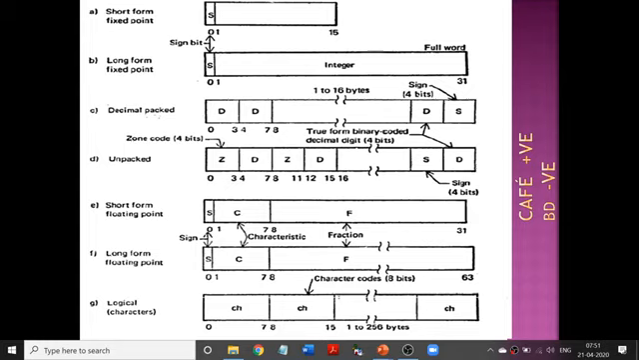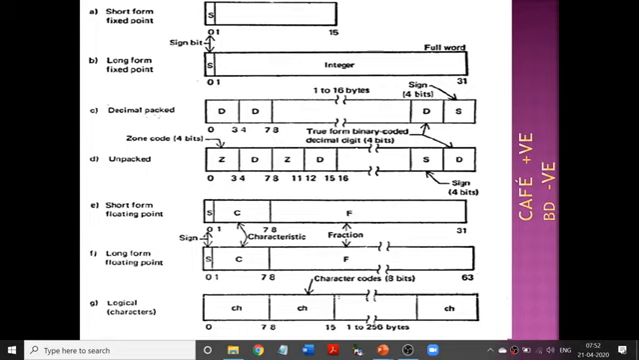The second type is going to be the same as that of the short form. Only thing is it is a long form fixed point number. So here, the only difference is going to be the size of the data type. There I said 16 bits. Here it is going to be 32 bits or 4 bytes. Here also it's the same format. S is nothing but your sign bit.